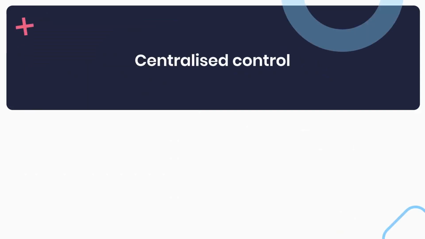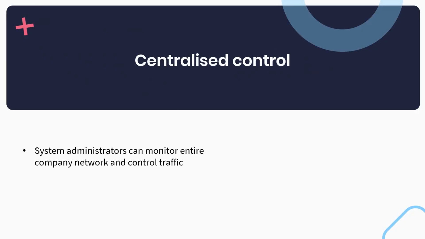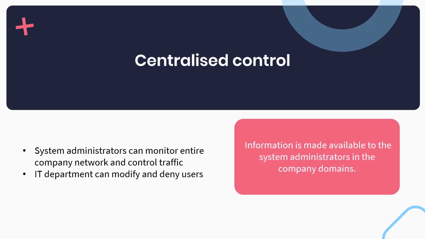One of the most important benefits of a centralized infrastructure is the issue of control. Due to the fact that the centralized server is on the premises of the company, system administrators will be able to monitor the entire company network and control traffic sent from all the remote sites. IT staff will also be able to modify and deny users based on the information configured on the Policy Decision Point, PDP. Now, all this information is made available to the system administrators in the company domains.